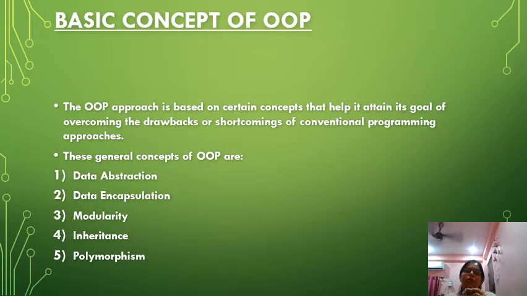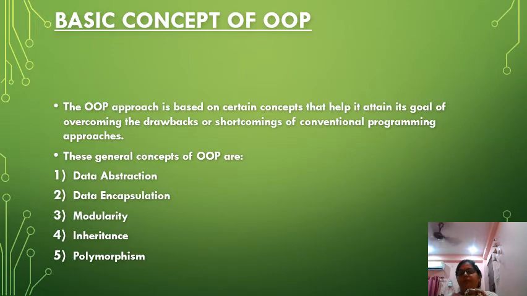Now, what are the basic concepts of OOP? There are 5 basic concepts of OOP. The first is data abstraction, second, data encapsulation, third, modularity, fourth, inheritance, and fifth is polymorphism. You all have gone through these in your class 10th.